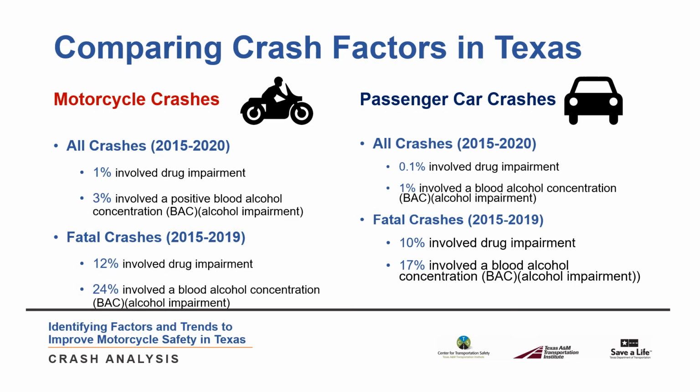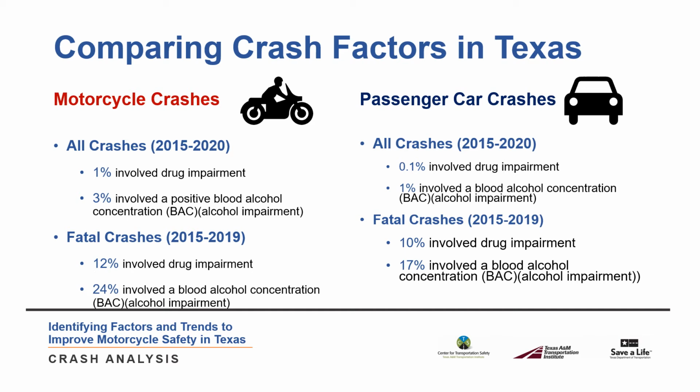So the next crash factor we looked at was impairment. Overall, a small percentage of our overall crashes were coded as involving drug impairment or alcohol impairment as shown. 1% of our motorcycle crashes involved drug impairment versus 0.1% of our passenger car crashes. When we look at alcohol impairment, which is measured by positive blood alcohol concentration, which is indicative of alcohol impairment, 3% of our motorcycle crashes involved a positive BAC versus 1% of our passenger car crashes.